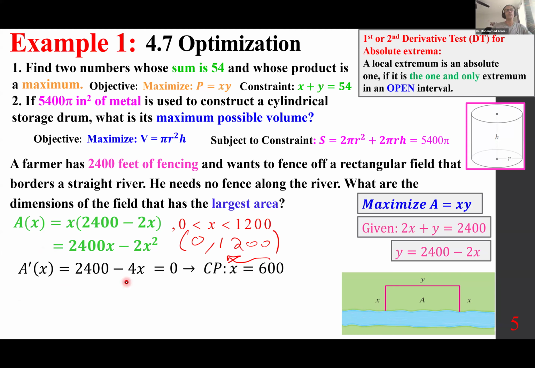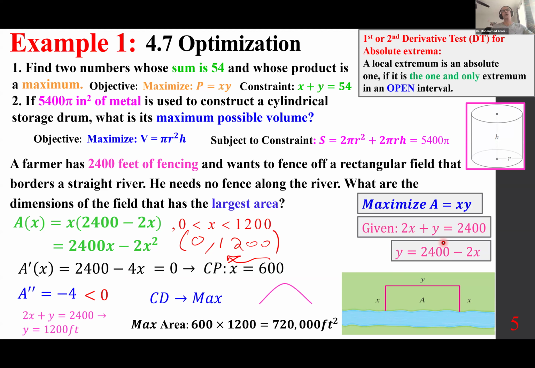If we differentiate this again, we get -4. A double prime is -4. And all we need is the sign. Remember, you have to plug in, but this is independent of x. That means regardless of the value of x, it will always be negative. Means concave down. And concave down means max because it looks like that. So if x is 600, you put it here to find the value of y, 1200, and the maximum area is the product of the two, which is 720,000 square feet.